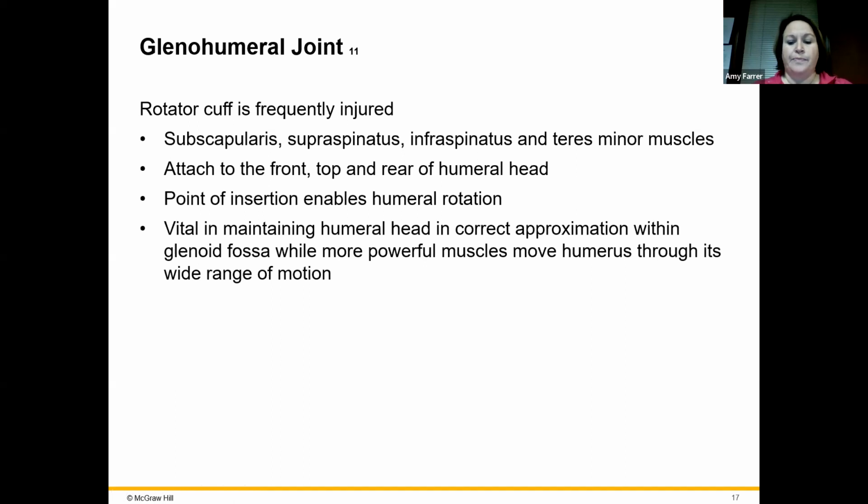All right, so if we talk specifically about the rotator cuff, we're talking about 4 muscles, right? Your subscap is going to be on the anterior aspect of your scapula, where your supraspinatus, infraspinatus, and teres minor are going to go superior to inferior on the posterior scapula. Okay. All of them come together and attach on the humeral head. The way that they insert allows for humeral rotation.